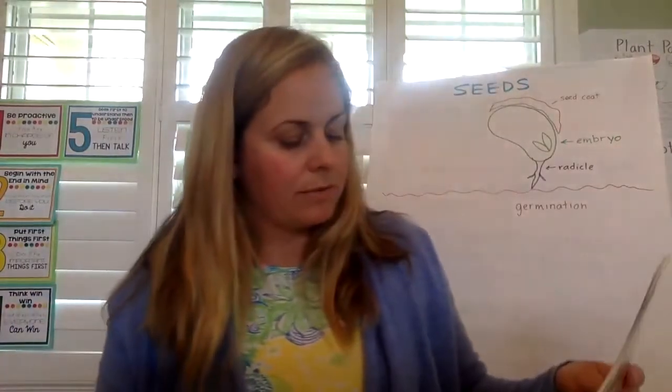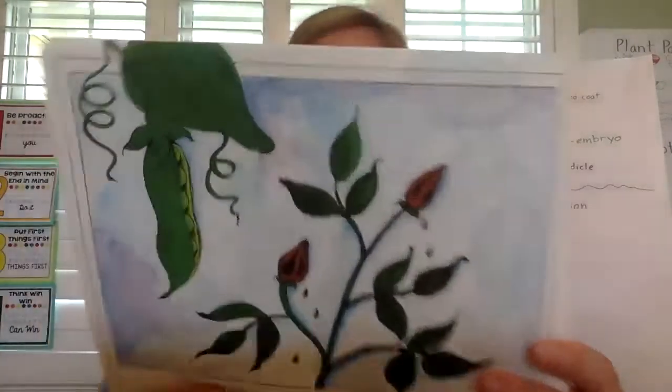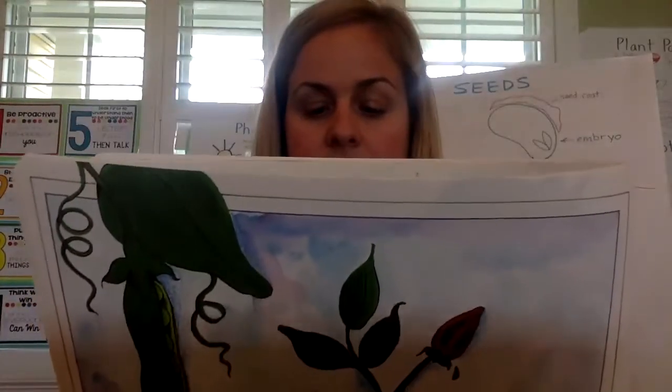When the fruit or pod ripens, it breaks open. The seeds are ready to become new plants. Some seeds fall to the ground around the base of the plant where they will grow.